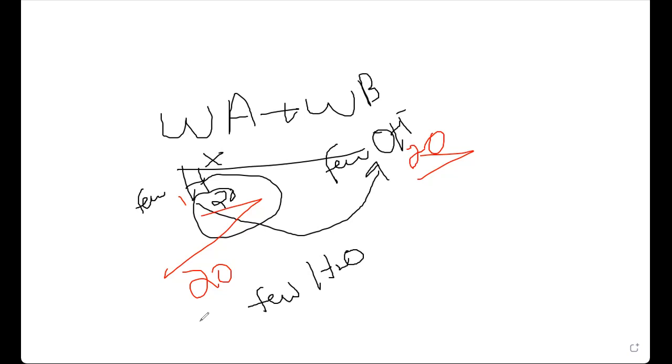Is it clear? Yeah. Okay. Let's move to indicators. Which type of indicators are we using?